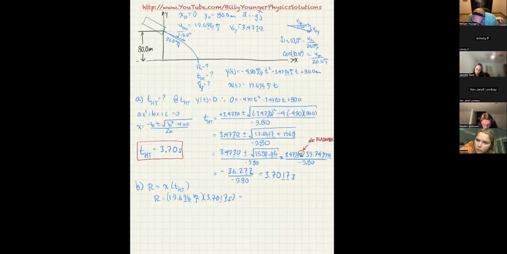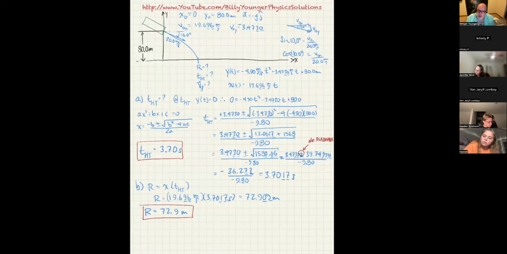So I'm going to take this and multiply it by 19.696. And that gives me 72.909 meters. Now notice that was 3 sig figs multiplied by 3 sig figs. So these two are not sig figs, but I can tell you that the range is in fact 72.9 meters. Okay.